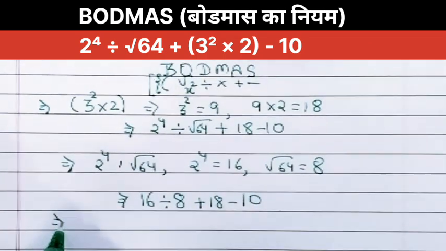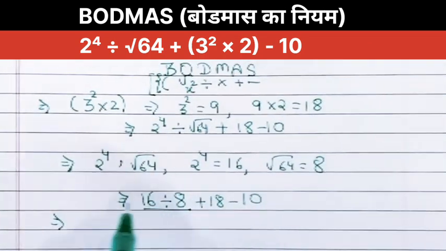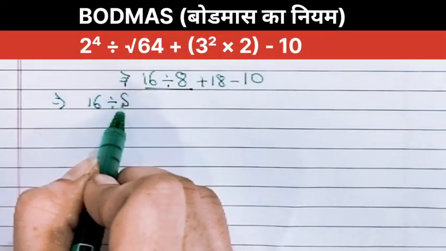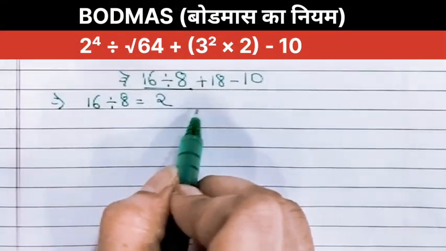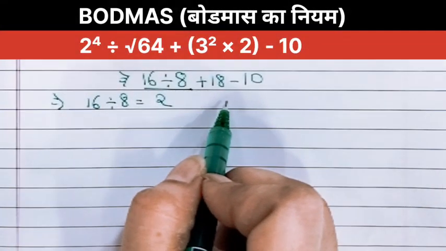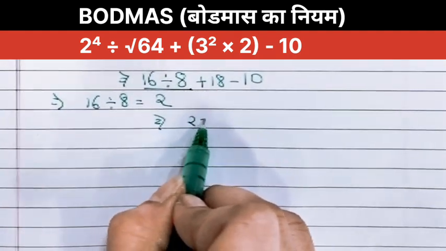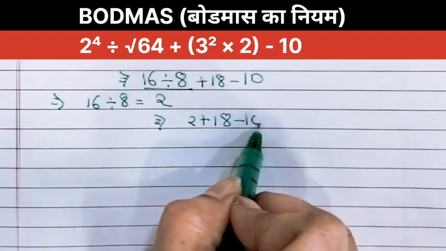Now the third step, perform division. Now first we divide the values. 16 divided by 8 is equal to 2, and according to this step, division takes priority over addition and subtraction. And now the result becomes 2 plus 18 minus 10.